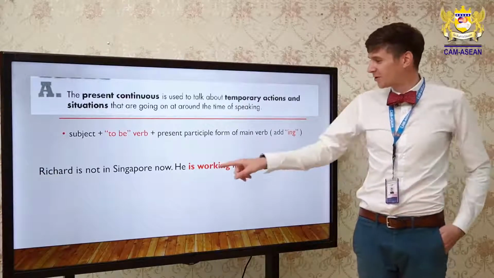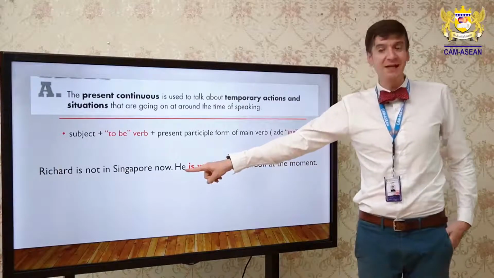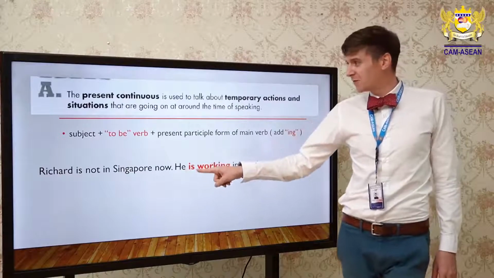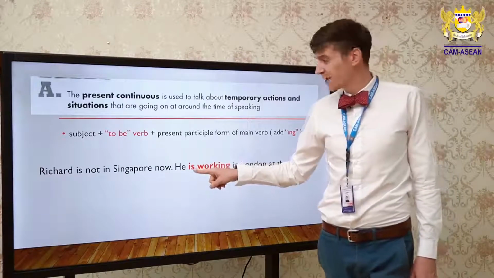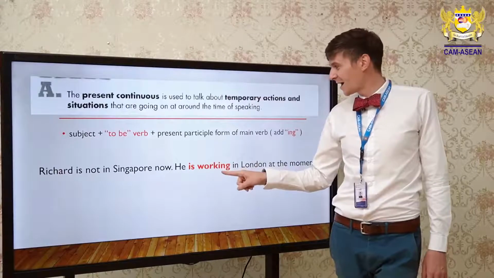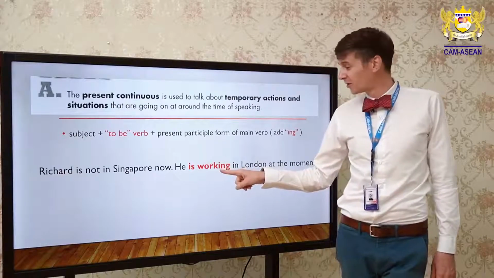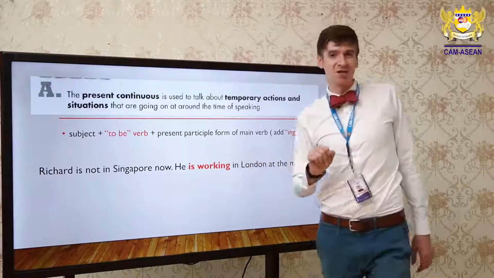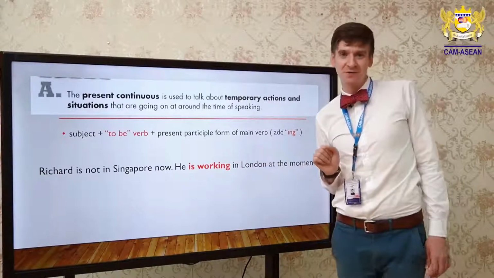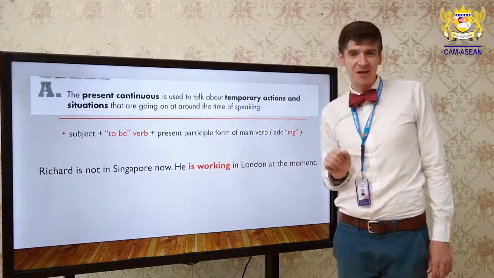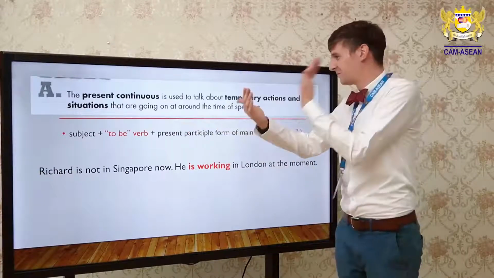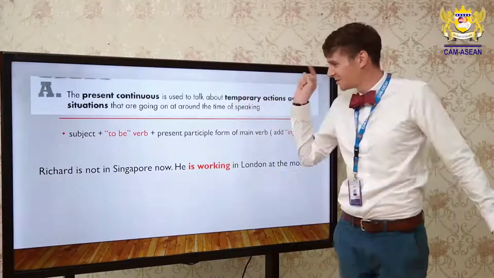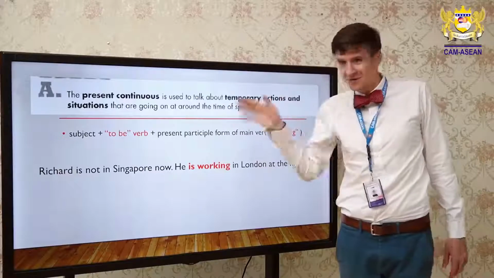So here's an example. We have subject, he. We have the to be verb in present simple, is. And we have a present participle of work, which is working. Add the ing in there. Now we know what it looks like. Subject, verb, present participle.